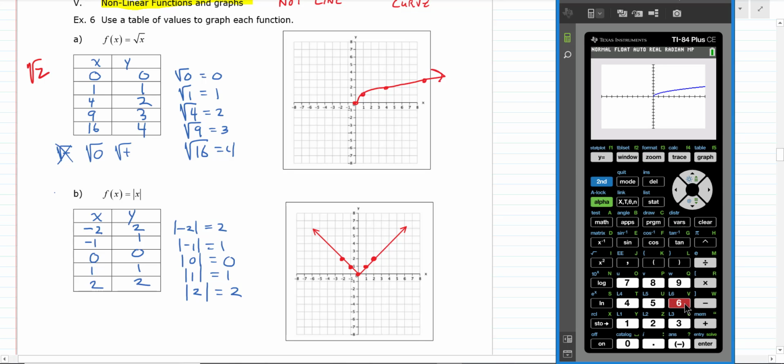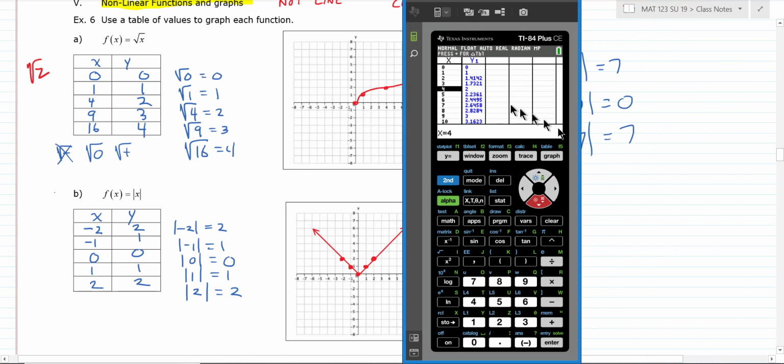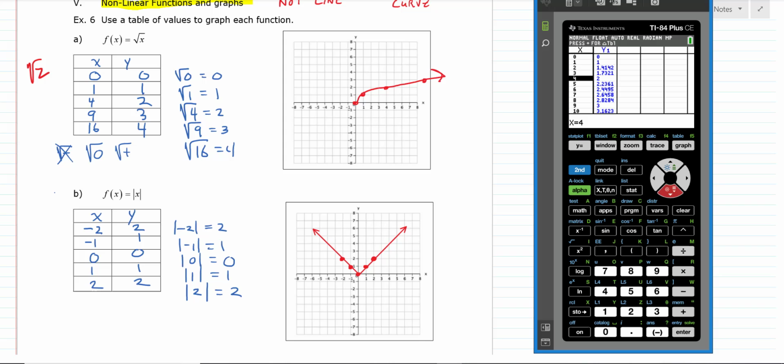Okay, and one thing you can do on this, notice that if you go second table, you get this same table of values. You get 0, 0, 1, 1, 4, 2. You get those same basic values, see? All right? So you can check what you do on your graphing calculator. All right? Okay, the next one we have is absolute value.